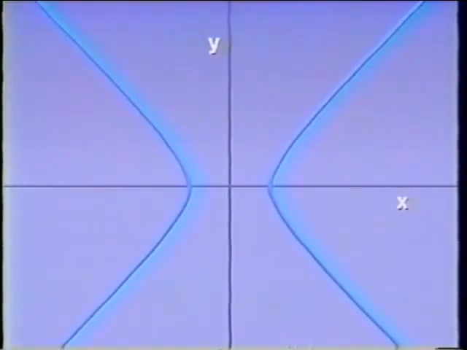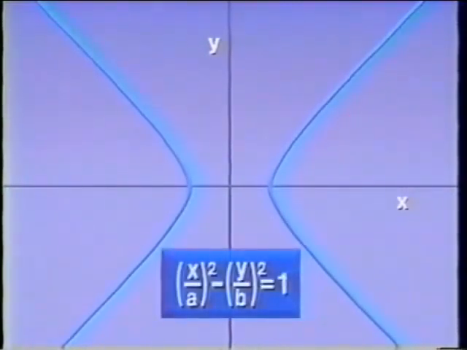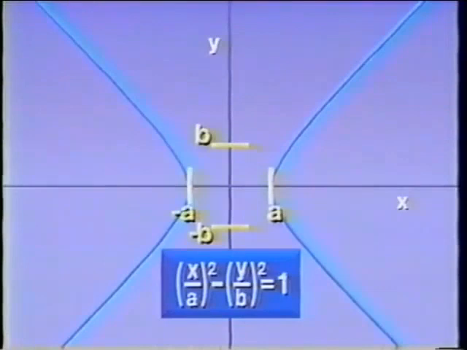We have a hyperbola in standard position, x squared over a squared minus y squared over b squared equals 1. The vertices are at a and negative a, and the length of the transverse axis is 2a. b indicates the vertical limits of the rectangle and provides the length of the conjugate axis, 2b.